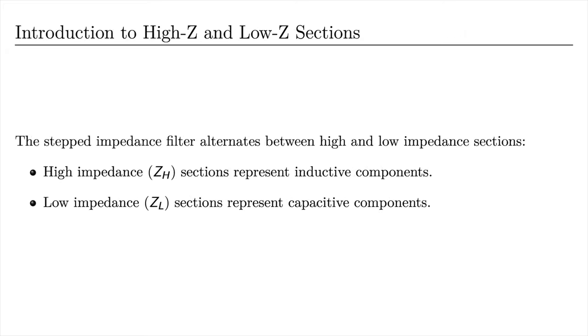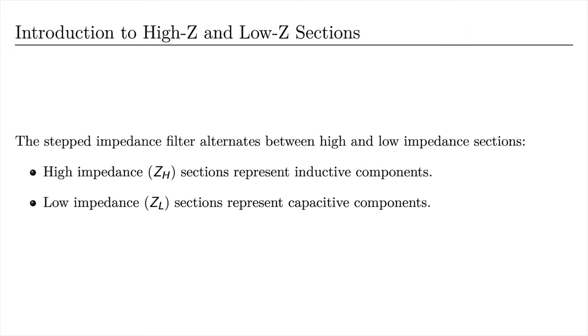When replacing an inductor with a transmission line section, approximate using a high impedance transmission line, ZH, with a short length. It's important to keep beta L below pi/2 to retain inductive behavior in the transmission line. Similarly, capacitors are represented by low impedance transmission lines. Use low impedance, ZL, to mimic capacitive behavior.